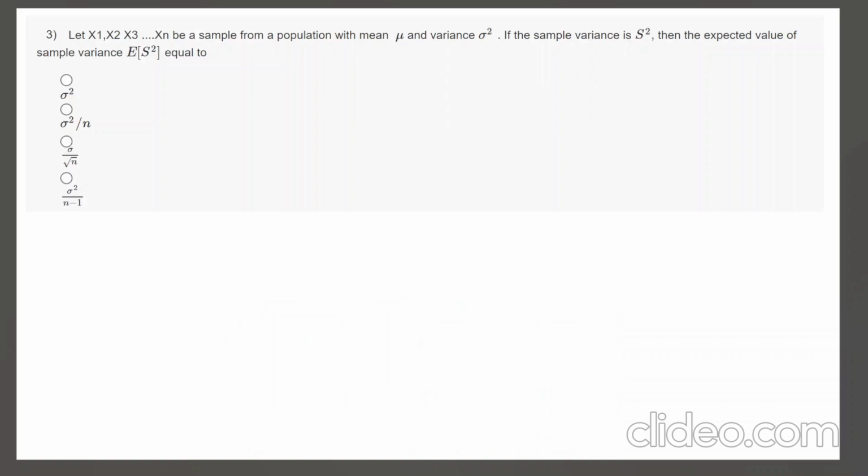So moving ahead to the third question, they're asking: let x1, x2, x3 up to xn be a sample from a population with mean mu and variance sigma square. If the sample variance is s square, then the expected value of the sample variance is equal to sigma square. We can attach the derivation in the last part of this discussion because it's a little time consuming, so let's discuss it in the later part of this live session.